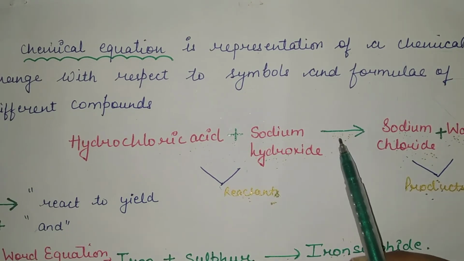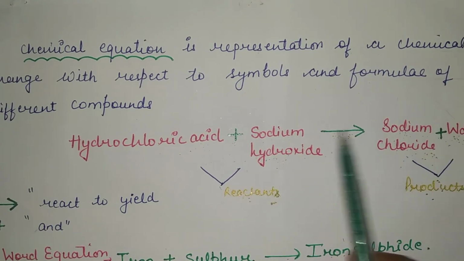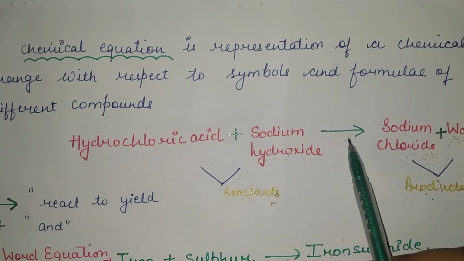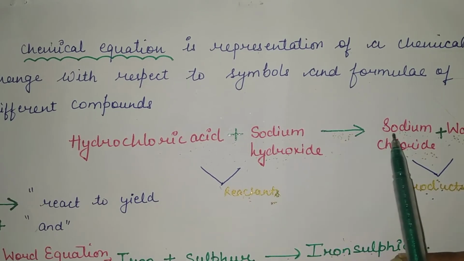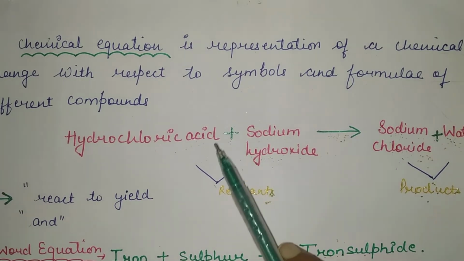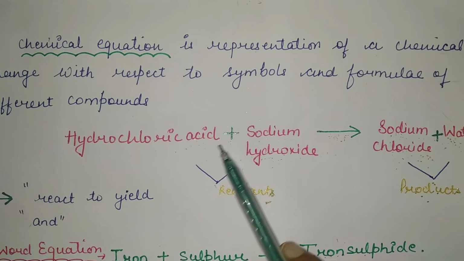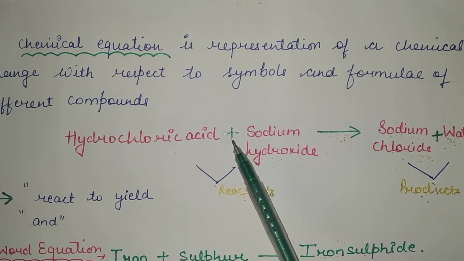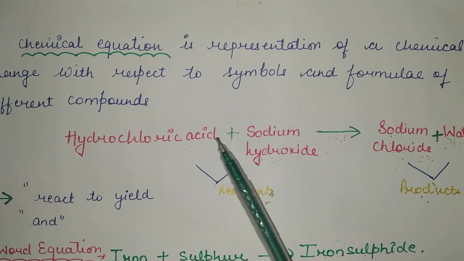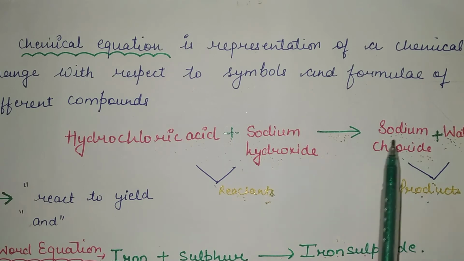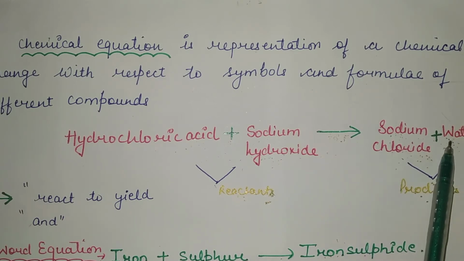Children, here you can see we have used two different types of symbols. This arrow represents that this and this react to yield this product, whereas this plus shows that we have taken two reactants, this and this. So hydrochloric acid and sodium hydroxide react to yield sodium chloride and water.